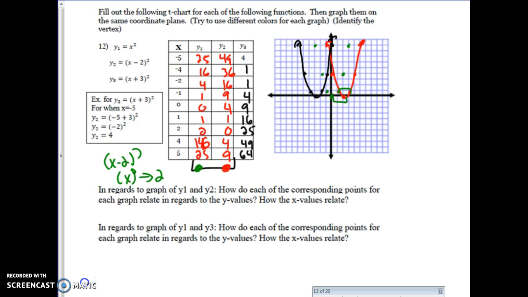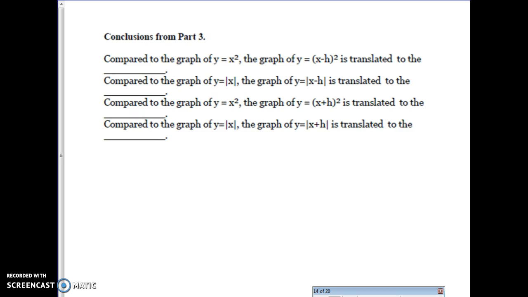Now let's see what happens with the other one. If I were to compare green to black, what happens? Well, I'm going to the left 1, 2, 3. It seems like x plus 3 squared is going to the left 3 units. So what we're figuring out here is that if it's in x minus h squared form, it's being translated to the right, as is x minus h, it's being translated to the right. When it's x plus h, it's going to the left, and this is going to the left too.